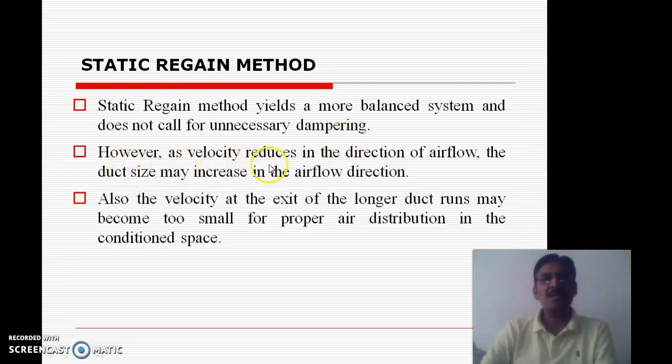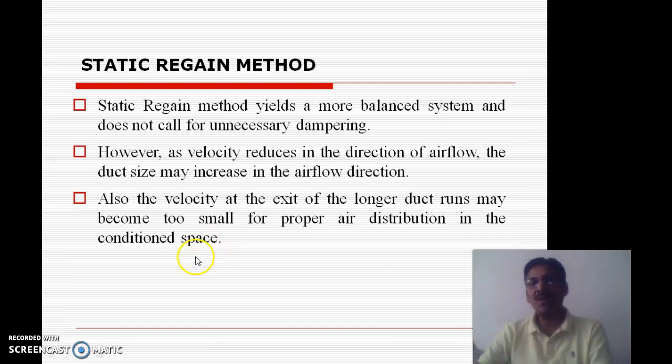Here, however, as velocity reduces in the direction of airflow, the duct size may increase in the airflow direction. So that is the basic drawback, that when your velocity reduces in the direction of airflow, for maintaining the static pressure constant, the size of duct increases in airflow direction. Also, the velocity at the exit of the longer duct runs may become too small for the proper air distribution in the conditioned space, because initially we required higher velocity, but this velocity goes on decreasing for maintaining this constant regain.